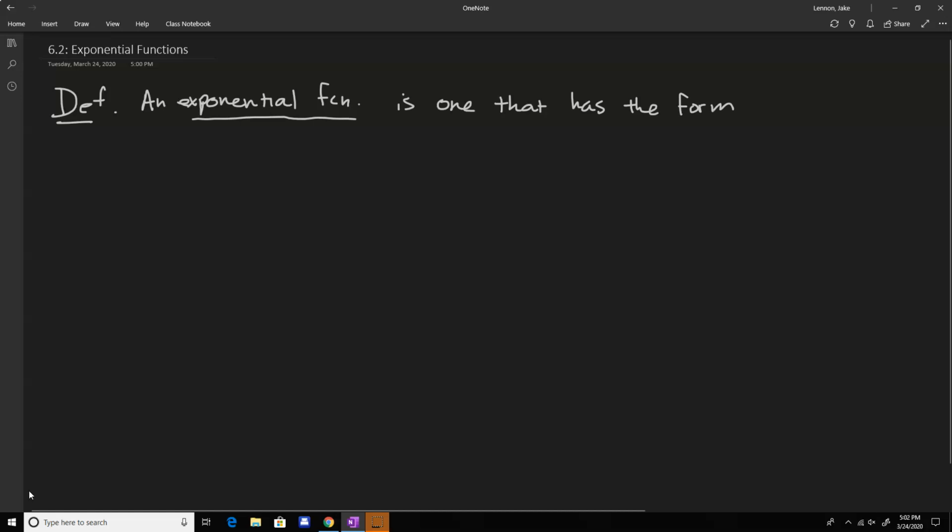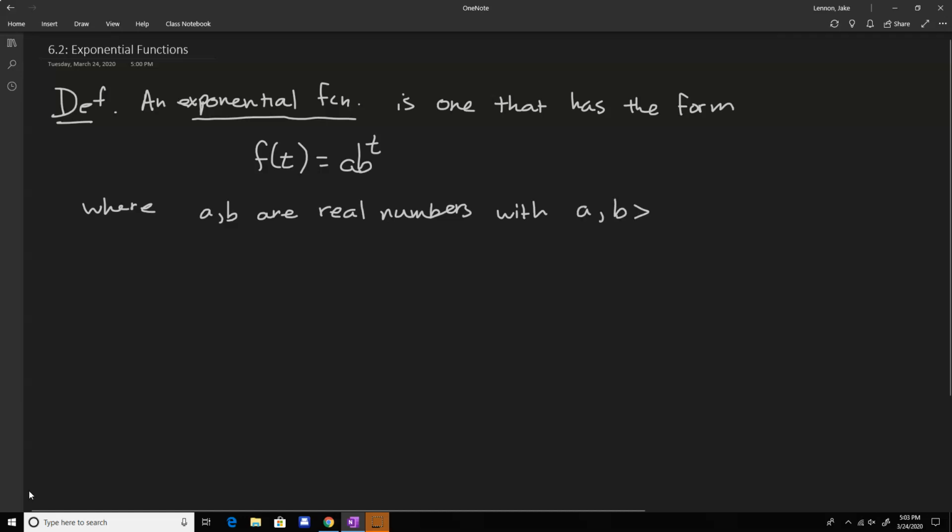A lot of times they will use t rather than x as the input variable because time is such a common input variable, but you could use x instead of t. But it has the form a times b to the t, where a and b are real numbers, so we require, typically, both of these things to be positive, a and b to be greater than 0.